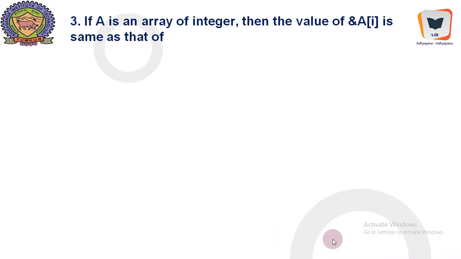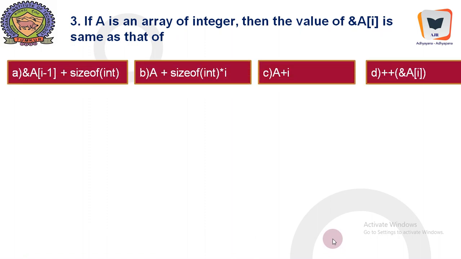Next, the third question is, if A is an array of integers, then the value of &A[i] is the same as the address of A[i]. That is, whatever value is contained in A[i] is nothing but *(A+i). So this is another way of representing the content of an array. A+2 means the content of the second cell. A+3 means the content of the third cell, something like this.